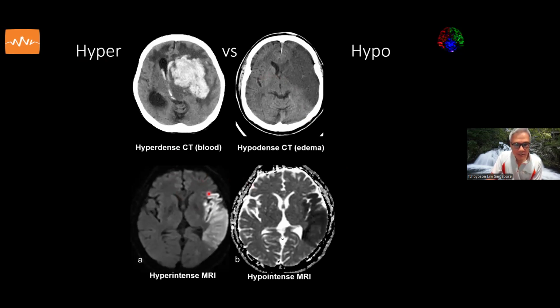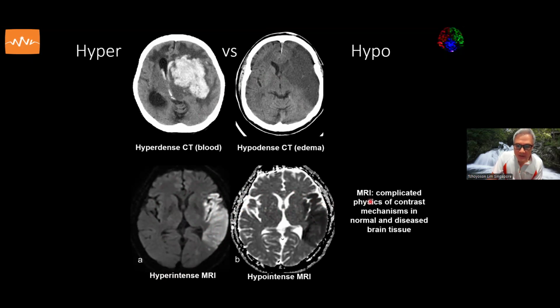Similarly, on an MR image, here is a patient with a diffusion-weighted MRI of an ischemic infarction. The DWI shows hyperintensity in the abnormality, whereas on the ADC map, there is hypointensity in the exact same area, giving us information that is complementary.